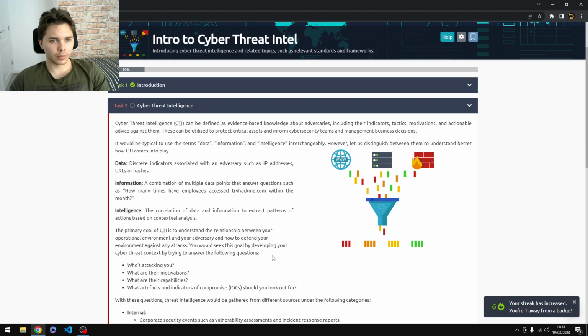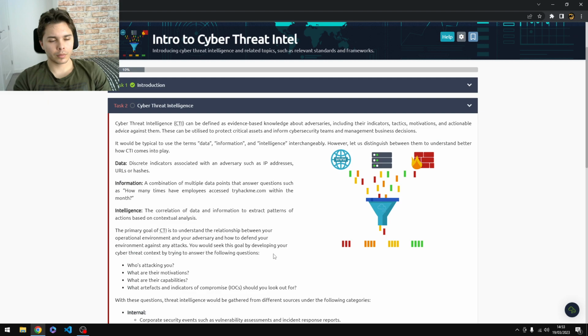Cyber Threat Intelligence, CTI, can be defined as evidence-based knowledge about adversaries, including their indicators, tactics, motivations, and actionable advice against them. These can be utilized to protect critical assets and inform cybersecurity teams and management business decisions. It would be typical to use the terms data, information, and intelligence interchangeably. However, let us distinguish between them to understand better how CTI comes into play.